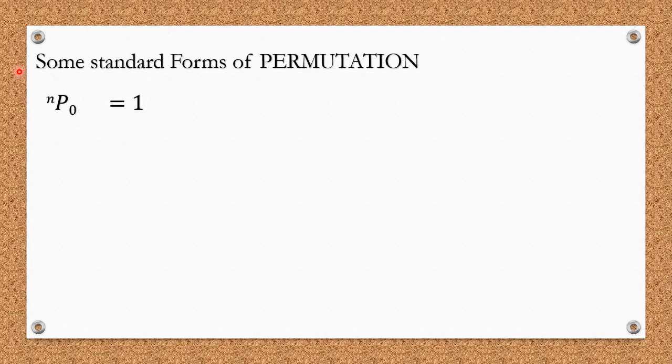Now I am also going to give you a proof here. Let's take NP0, that is n factorial upon n minus 0 factorial, that is n factorial upon n factorial, cancel, answer is 1.